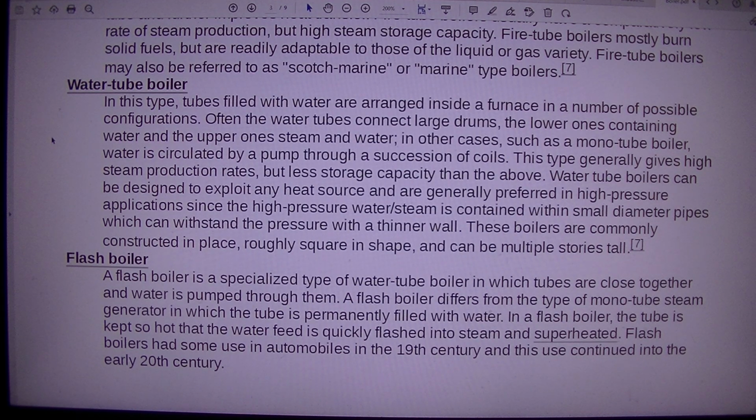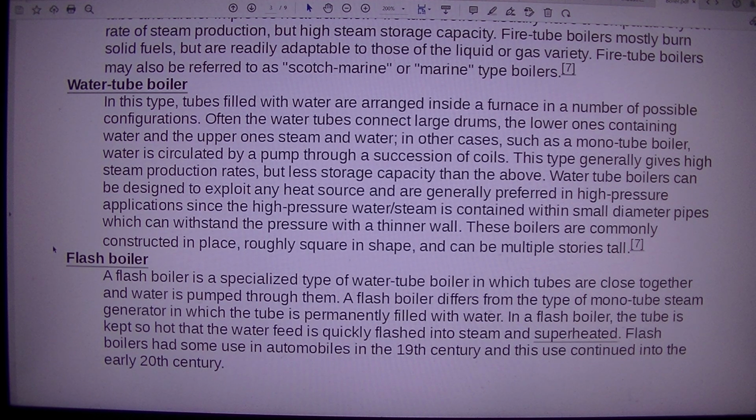Water tube boilers can be designed to exploit any heat source and are generally preferred in high-pressure applications, since the high-pressure water / steam is contained within small diameter pipes which can withstand the pressure with a thinner wall. These boilers are commonly constructed in place, roughly square in shape, and can be multiple stories tall.